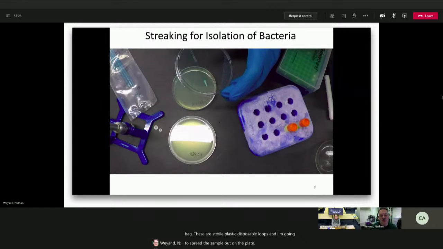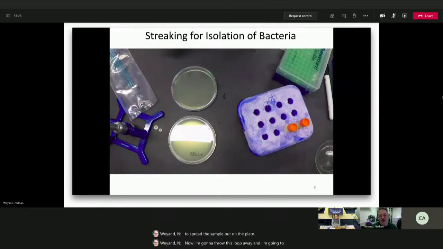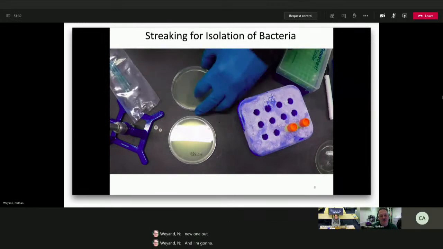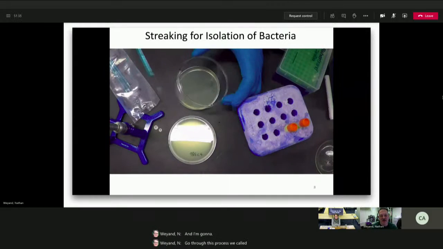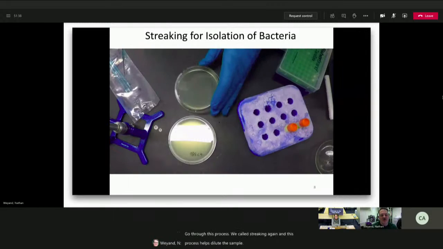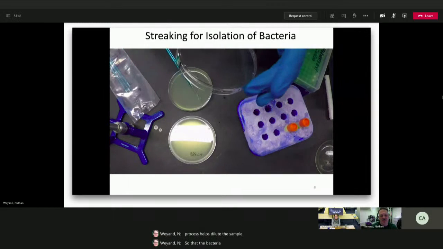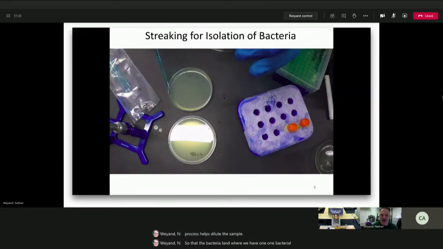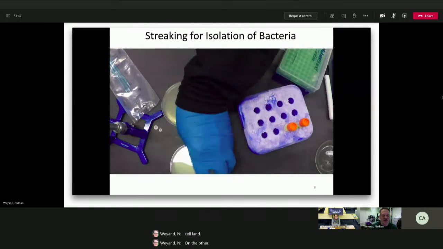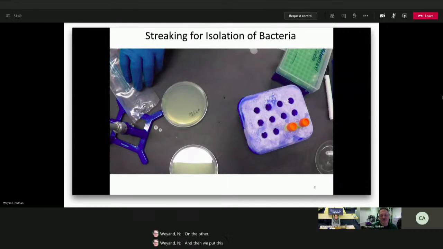Now I'm going to throw this loop away, and I'm going to get a new one out, and I'm going to go through this process we call streaking again. And this process helps dilute the sample so that one bacterial cell lands on the agar. And then we put the plate in an incubator, and we let that grow.